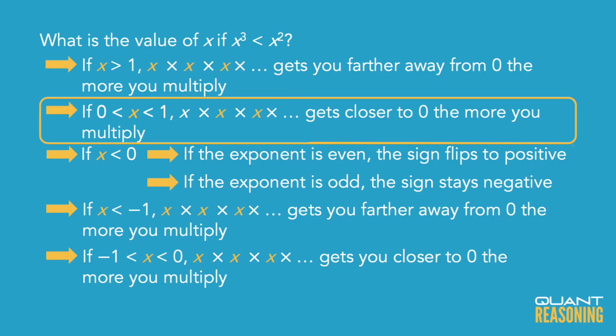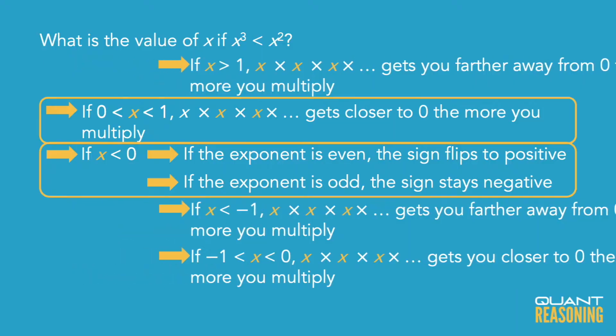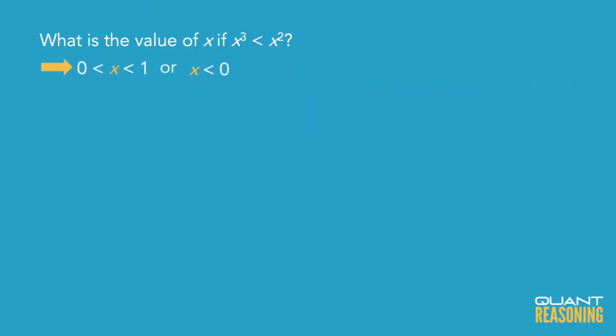The other scenario where this would happen is if x is negative, because with a negative base, an odd exponent would keep it negative and an even exponent would make it positive. So for any negative value of x, x cubed would be smaller than x squared, just because x cubed would be negative and x squared would be positive. So that's what we know from the free info. Right? We know that x is either a positive fraction or it's negative.